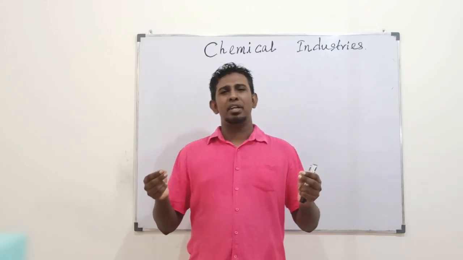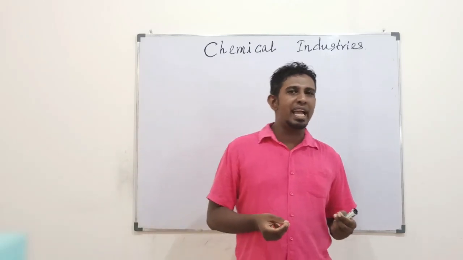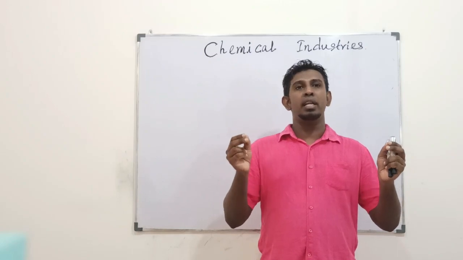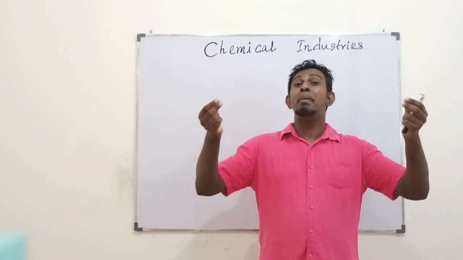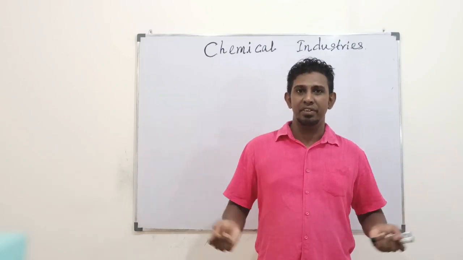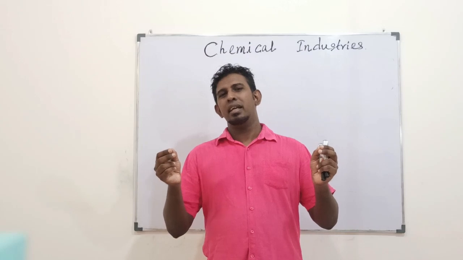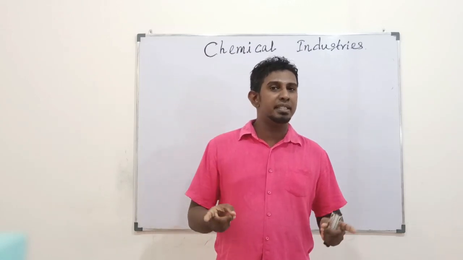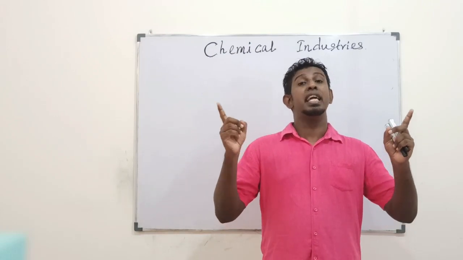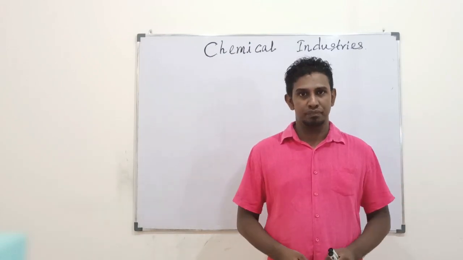When we start talking about these chemical industries, we find that they play a major role in the manufacturing economic sector in most developed countries. In 2018, approximately 15% of the US manufacturing economic sector was taken by chemical industries.